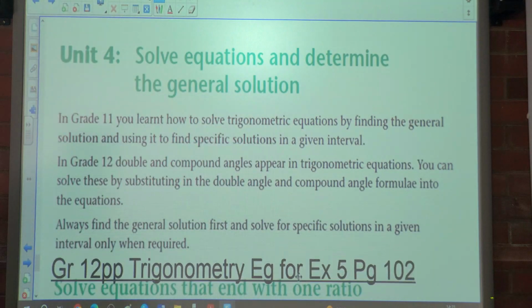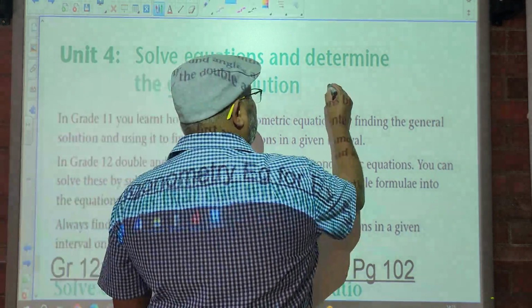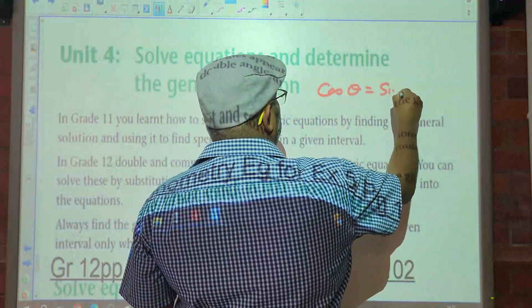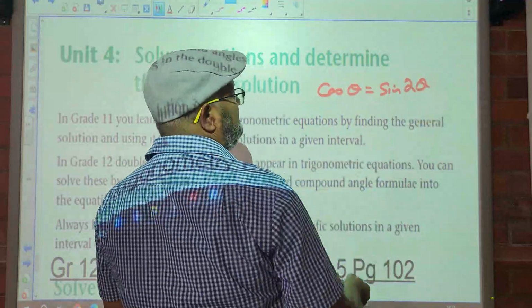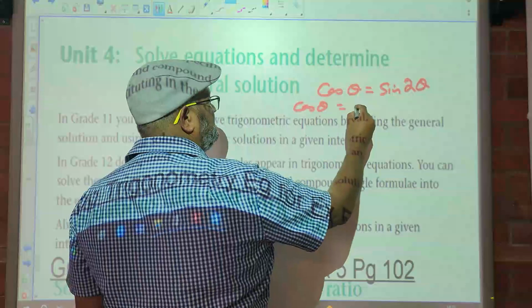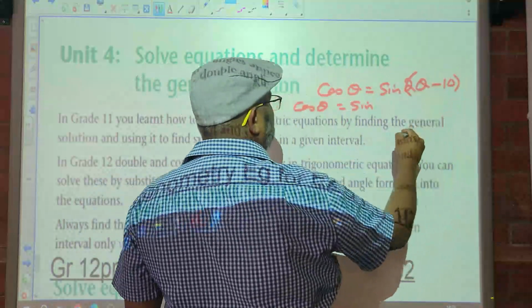But we have dealt with general solution before already, not so? We've dealt with general solution where the angle is a compound angle or the angle was a double angle. You just refresh your memory. If you had cos of theta is equal to sine of 2 theta minus 10, for argument's sake.